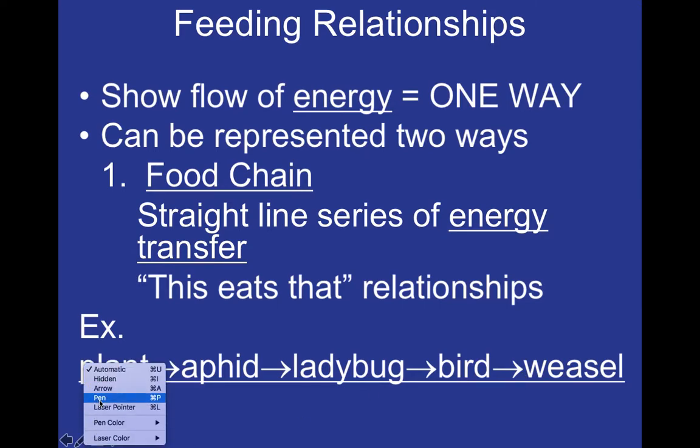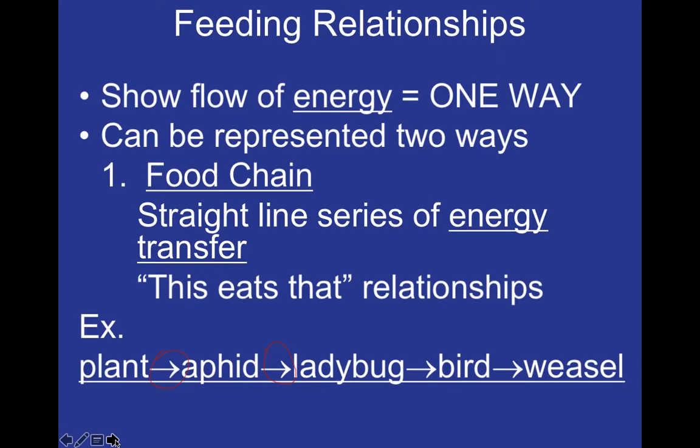Now I want you to pay close attention to the arrows here. These actually are important in terms of the direction they are pointing. This is showing that the plant has the energy and it is giving the energy to the aphid. If you drew it with the arrowhead in the other direction, that would say that the aphid was giving its energy to the plant, like basically being eaten by it. And it's not. It doesn't work that way. So this is kind of a simple food chain.